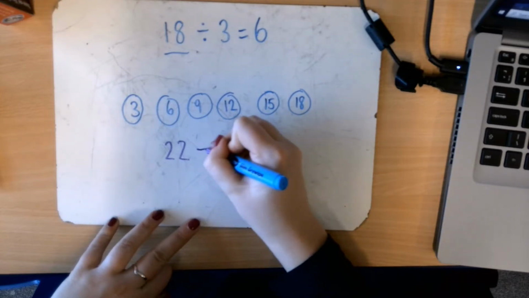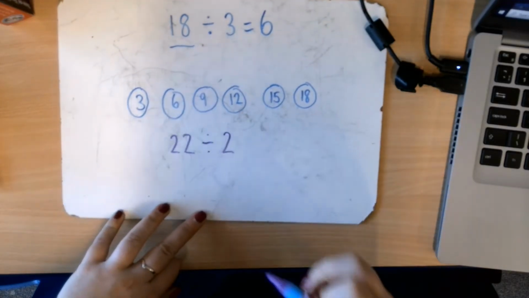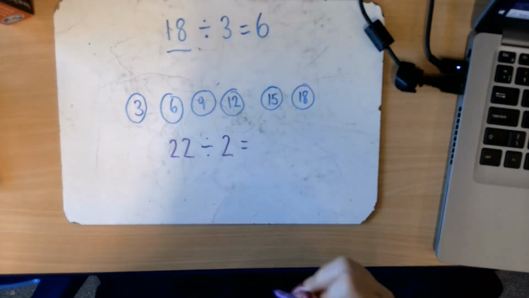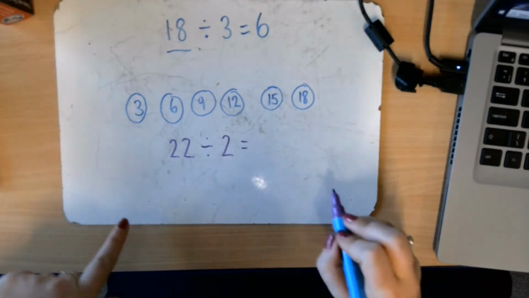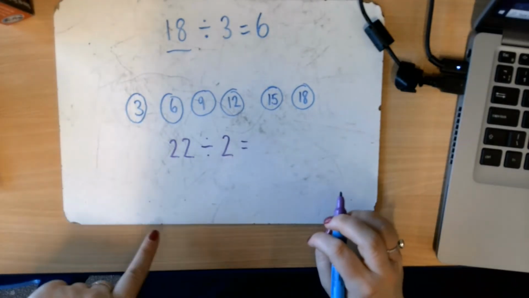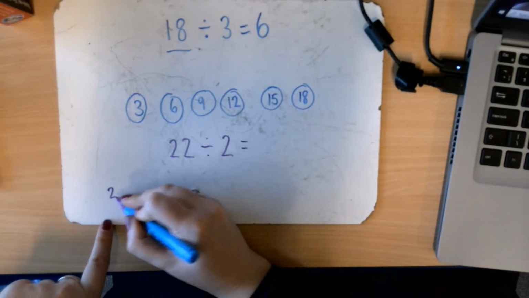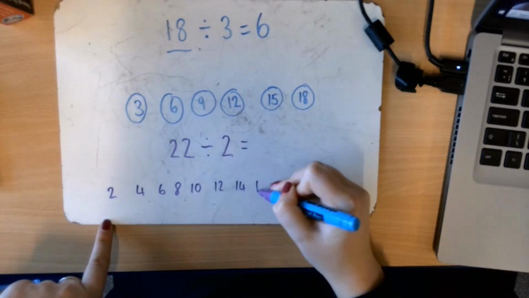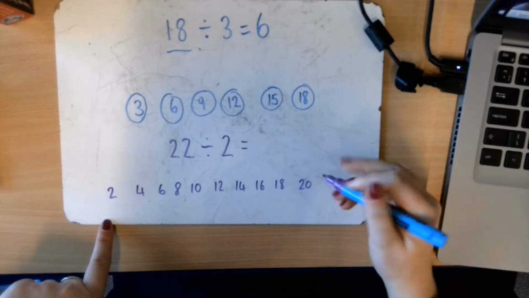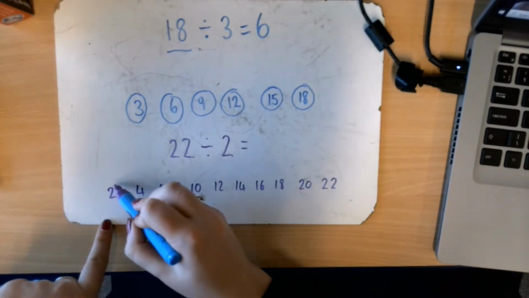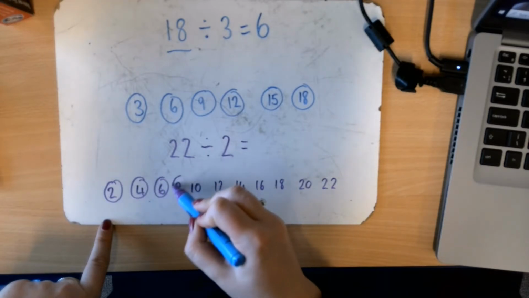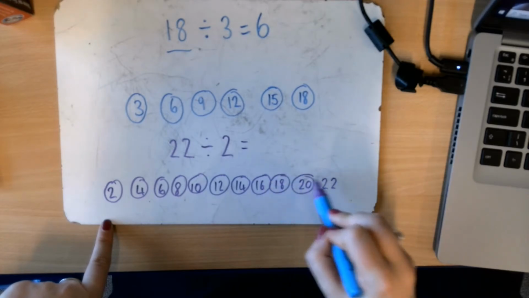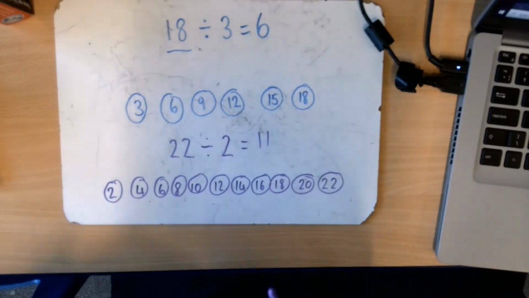Let's do 22 divided by 2. And that's asking me how many groups of 2 are in 22. And I'm going to do the exact same thing. I'm going to count up in my 2's until I get to 22 and then see how many groups of 2 I have. 2, 4, 6, 8, 10, 12, 14, 16, 18, 20, 22. I have 1, 2, 3, 4, 5, 6, 7, 8, 9, 10, 11 groups of 2.